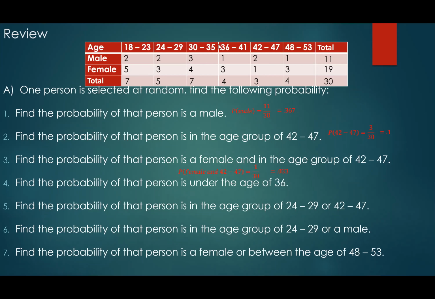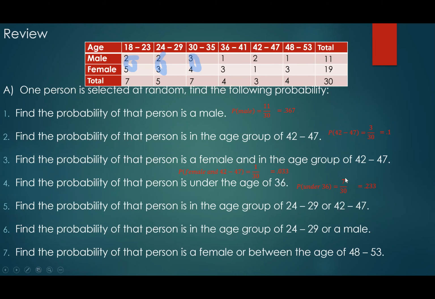Agree? So again, looking at this, this age group, this age group, and this age group, those are the age groups that we have that are under 36. Do you agree that I did something wrong?